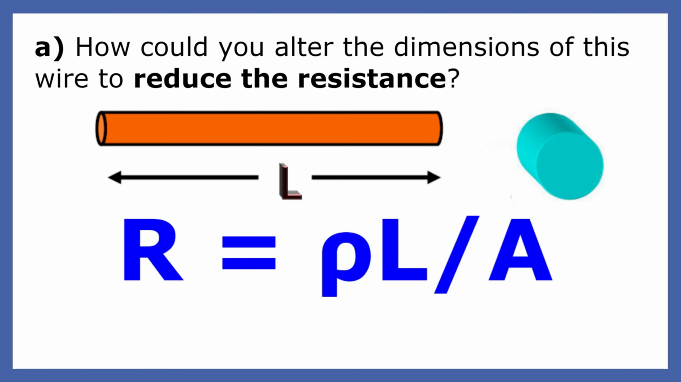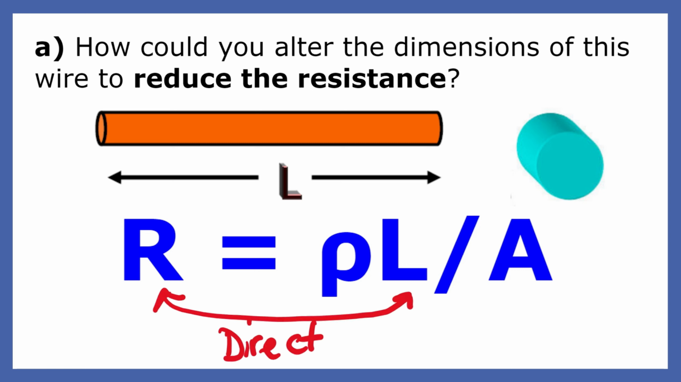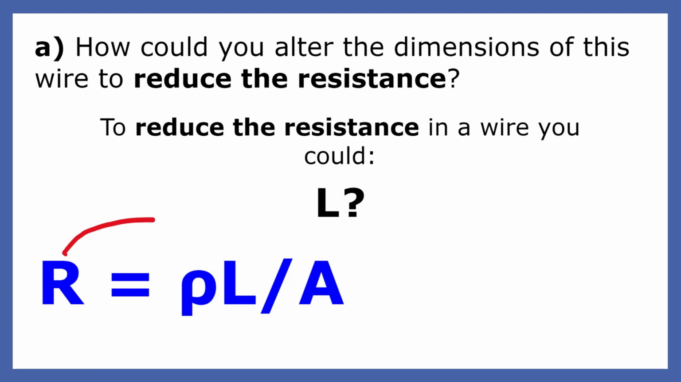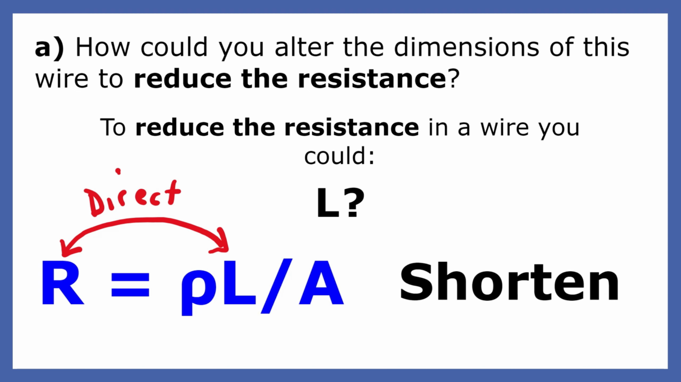So how could you alter the dimensions of this wire to reduce the resistance? The fact that both the resistance and the length are in the numerator of the equation tells us the relationship between these two variables is direct. This means if we reduce the length of the wire, we will reduce the resistance too. Think about it. If an electron moves through a shorter path, it will reduce the number of collisions that cause resistance.